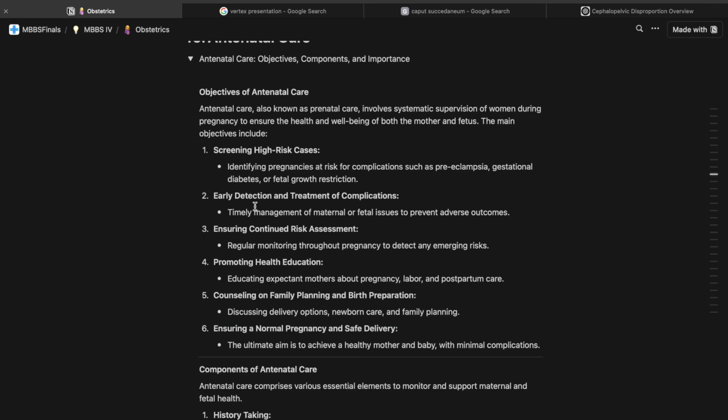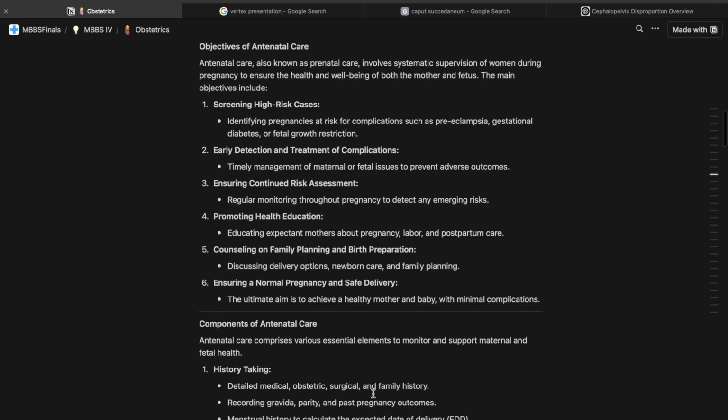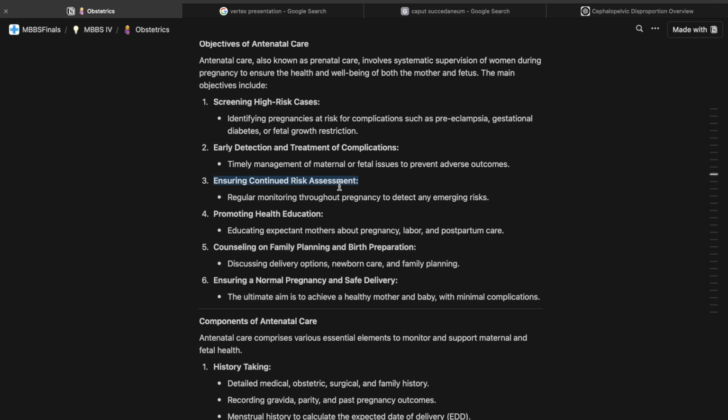So, all of them one by one. First one, screening of high risk cases, identifying pregnancies at risk for complications such as preeclampsia, GDM, fetal growth restriction. Then early detection and treatment of complications, timely management of maternal or fetal issues to prevent adverse outcomes. Next, ensuring continued risk assessment, regular monitoring to detect any emerging risk.